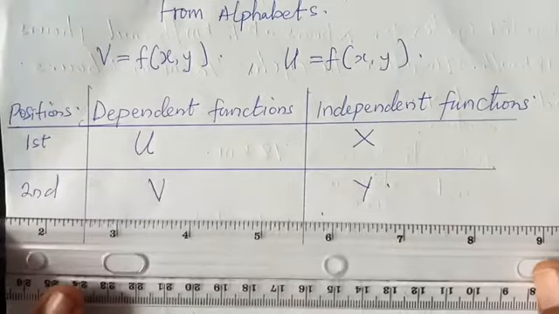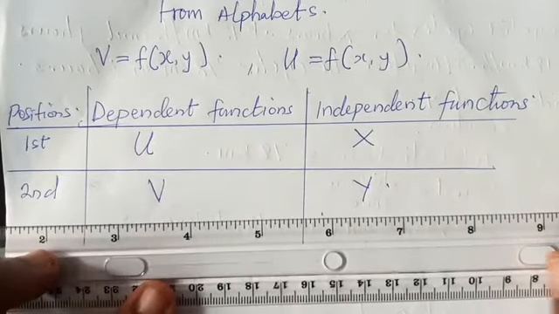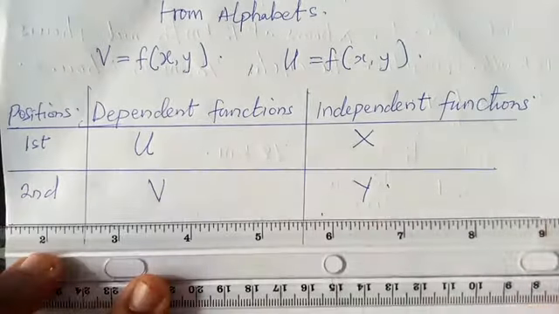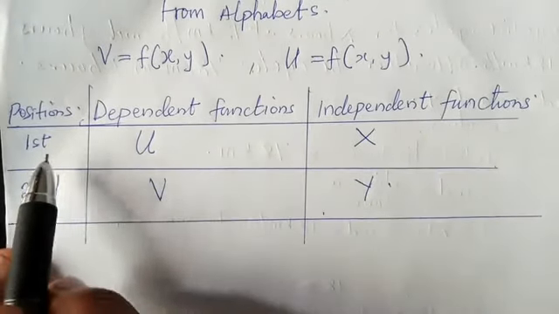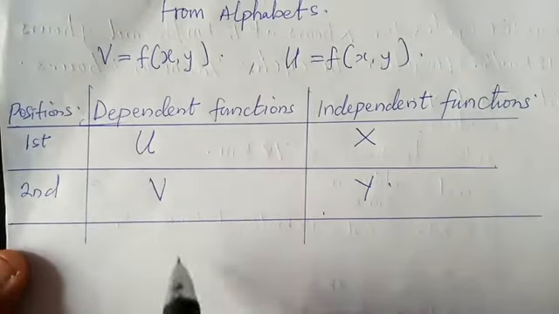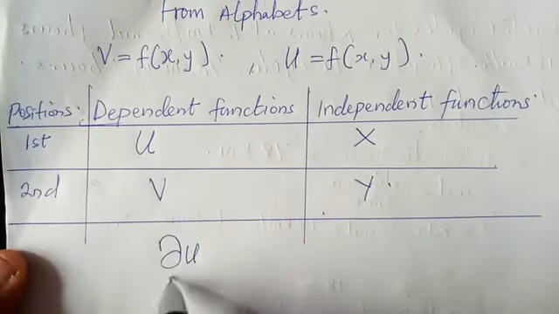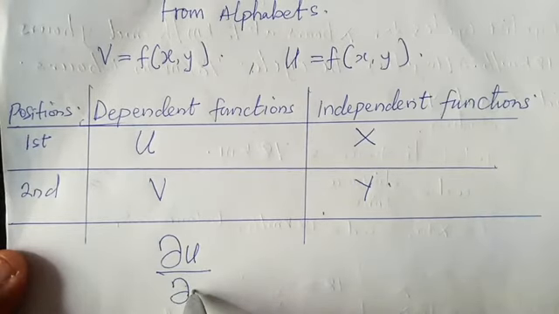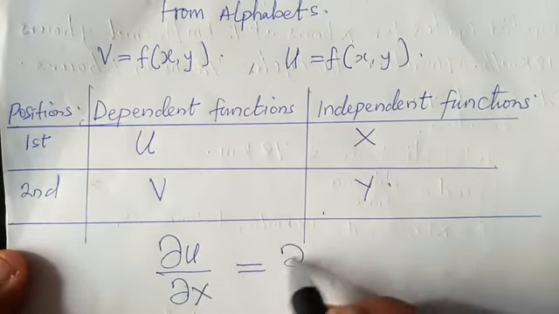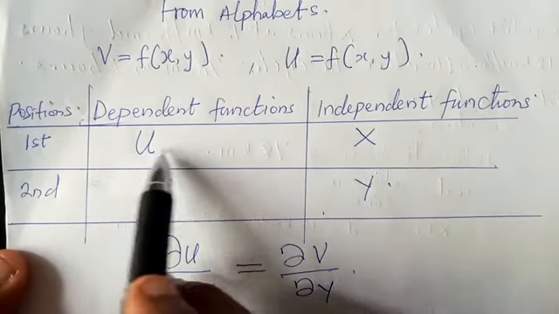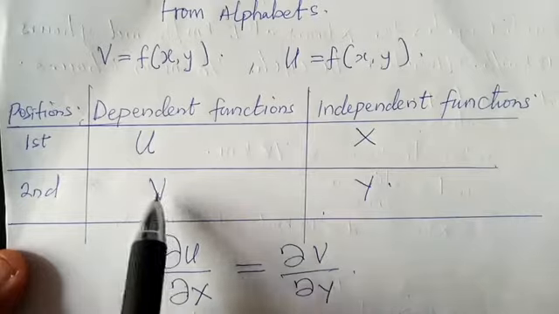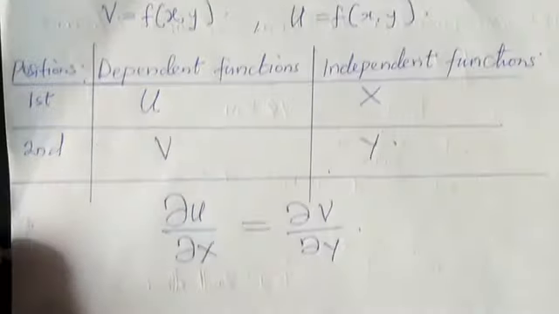These are two positions. Let me use this to differentiate between the rows and the columns. This is the first row, u, and del u over del x is equal to the second one, del v over del y. This is the first Cauchy-Riemann equation. First row is equal to second row. That is how we do it.